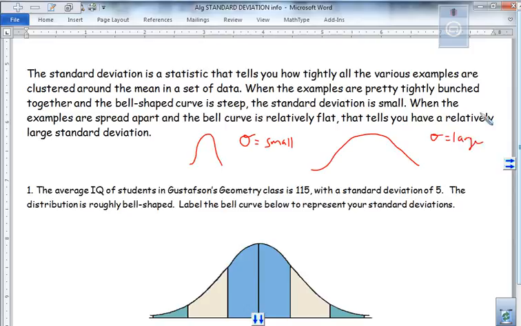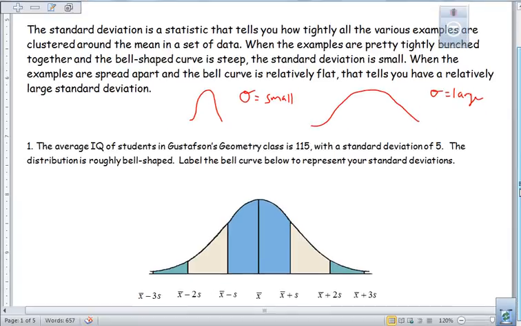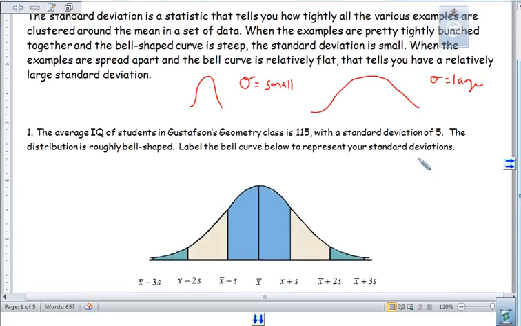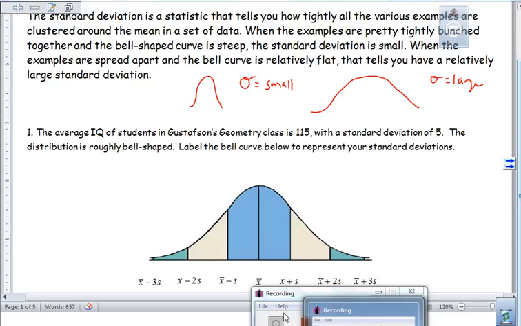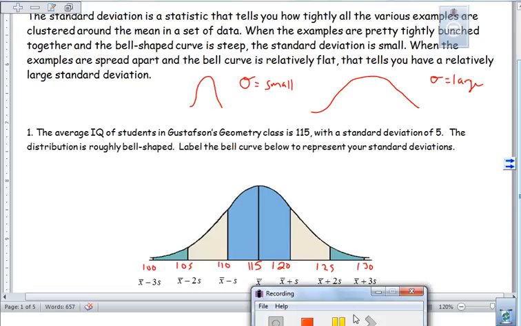So let's look at a question. The average IQ of students in Gustafson's geometry class is 115, with a standard deviation of 5. The distribution is roughly bell-shaped. Label the curve below to represent your standard deviation. So see if you can fill this out on your own. This is what your solution should look like.